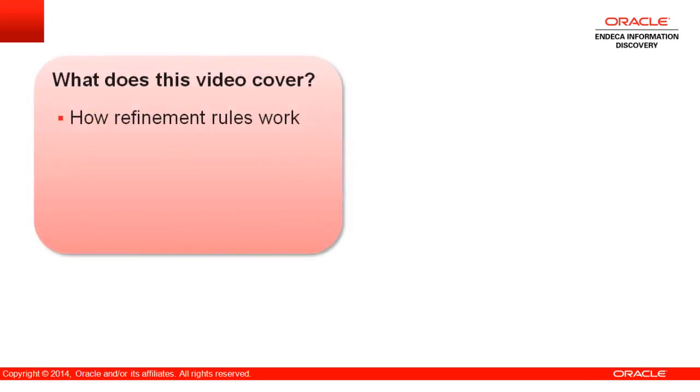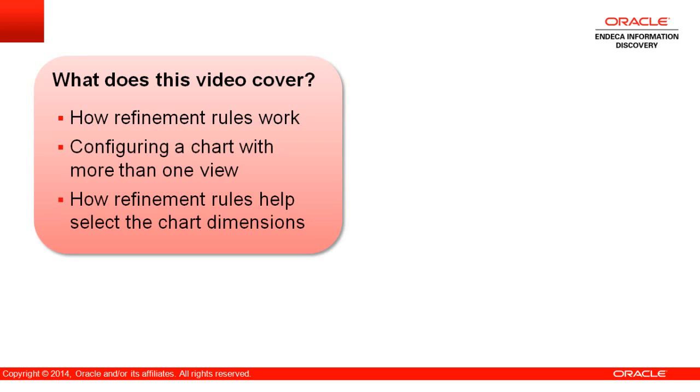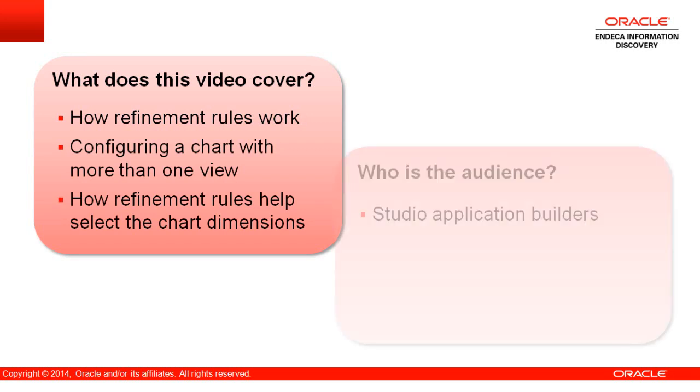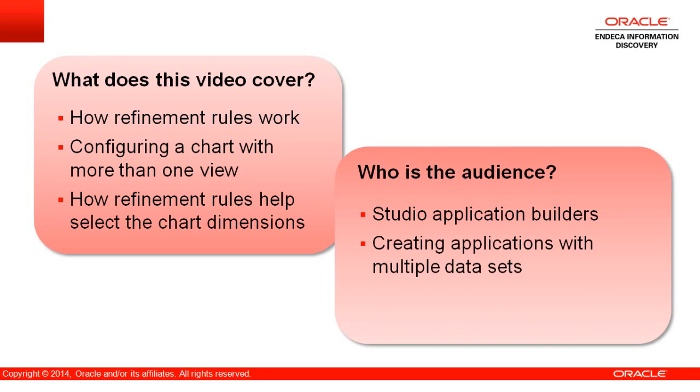In this video, I'll briefly discuss how refinement rules allow you to link attributes from different datasets. Studio uses datasets to create base views. I'll then show you how to configure a chart to display data from more than one view, and show how Studio uses refinement rules to help select the chart dimensions. This video is intended for users who create applications using multiple related datasets and who want to be able to show data from those datasets on a single chart.